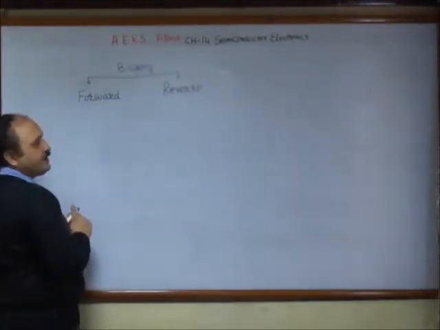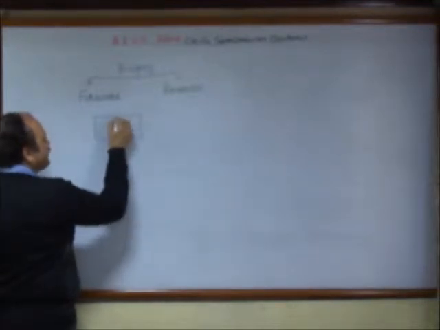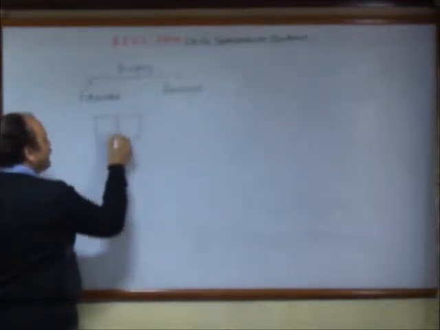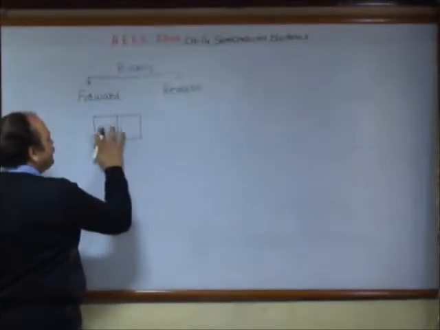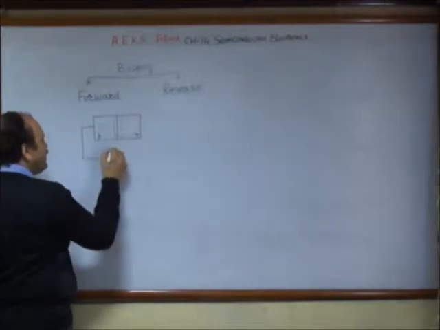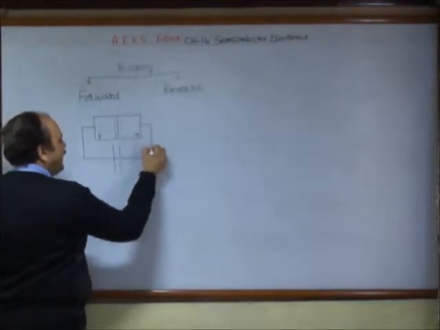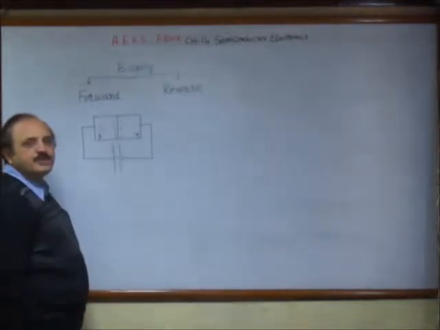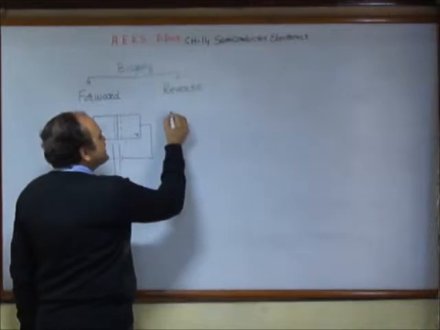In forward biasing, we have a diode connected in such a way that the P region is connected to the higher potential and N region is connected to the lower potential. In the reverse biasing, it is just the reverse of it.